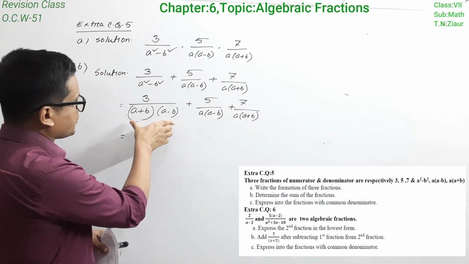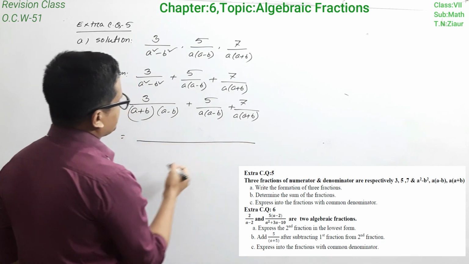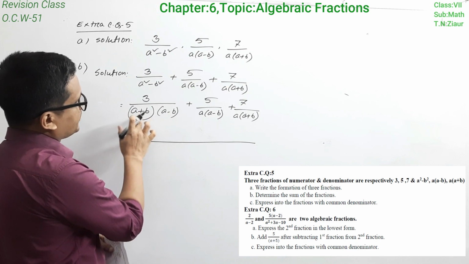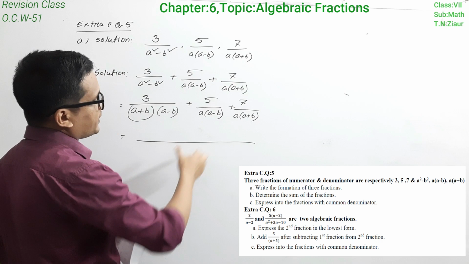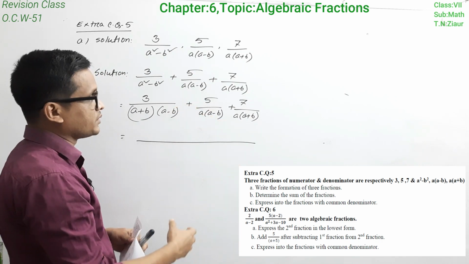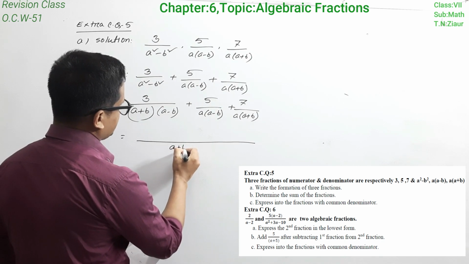So for this one, just consider the first expression, second expression, third expression and find the LCM. Students, now check here: in the first expression a plus b appears one time, and a plus b is also here one time, but in the second expression there is no a plus b. Whichever has more occurrences, that one you have to take, right? So a plus b you can take.